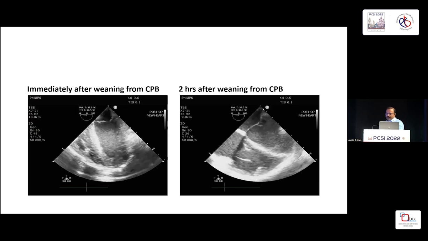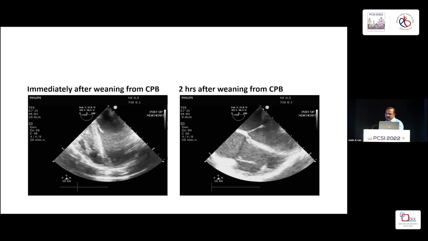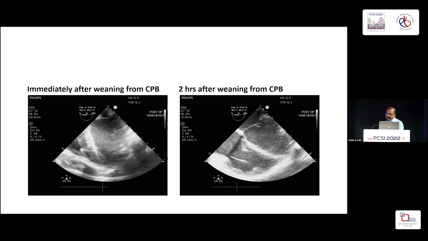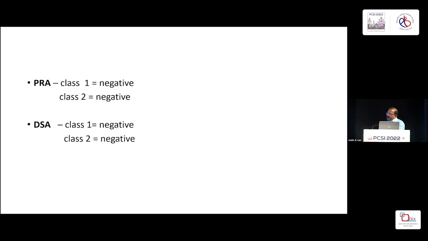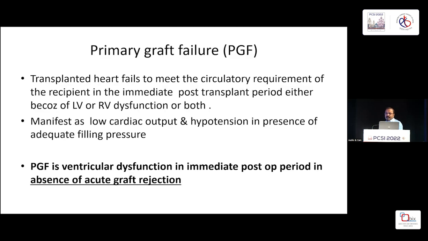So the first thing that came into my mind was, what is this? Is this a rejection? But his PRA class 1 and class 2 were negative. We do donor specific antibodies, that is a prospective cross match. Class 1, class 2 donor specific antibodies were negative. So if this is not a rejection, what is it? We call it primary graft dysfunction.